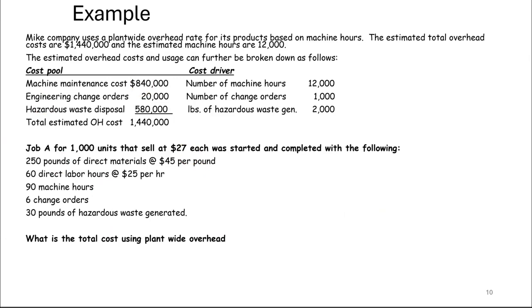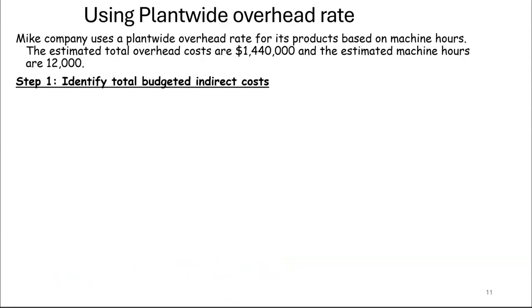So first, what is the total cost using plant-wide overhead? What is it using ABC costing? So step 1 is we're going to identify our total budgeted indirect costs. Again, you want to identify this by looking at the problem.